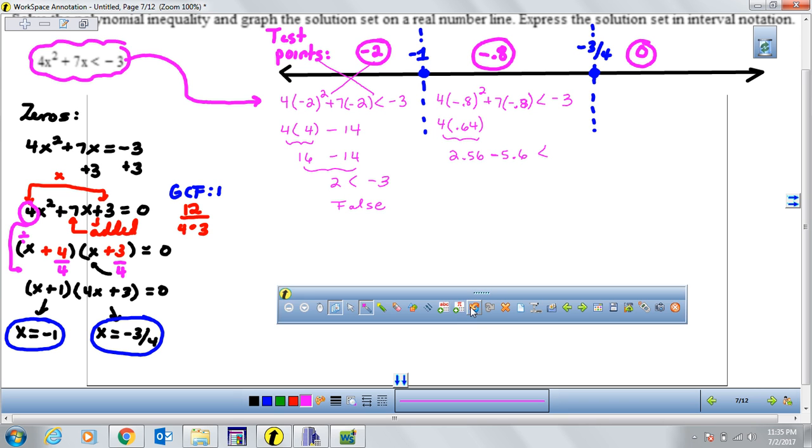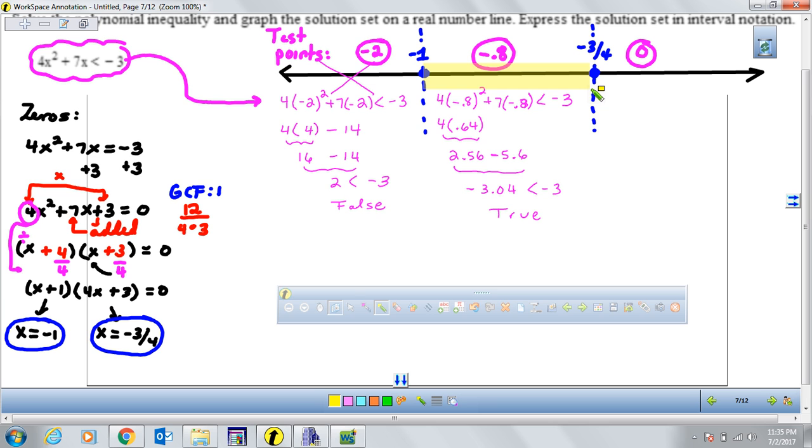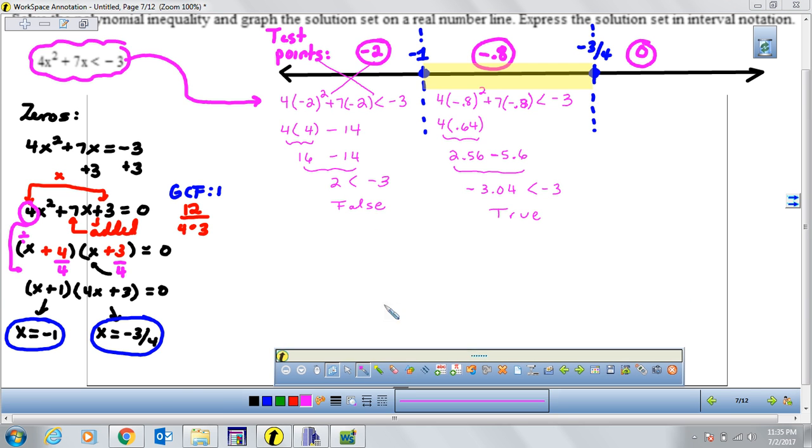Now we're going to combine them. 2.56 minus 5.6 is negative 3.04. The question is, is that less than negative 3, true or false? That is true. Since this value, negative 0.8, makes that inequality true, what does that mean? That means that any value between negative 1 and negative 3/4 is going to be a solution, because it's going to make that inequality true. So far in my solution set, we have that anything between negative 1 and negative 3/4 is a solution.